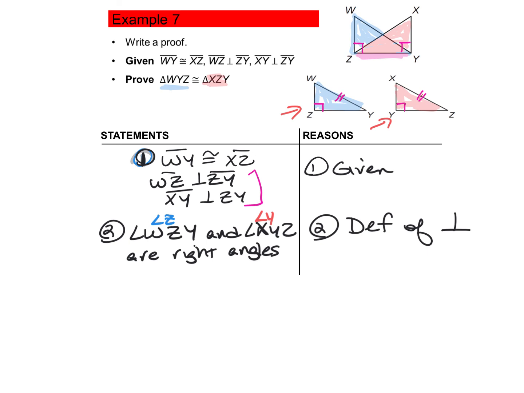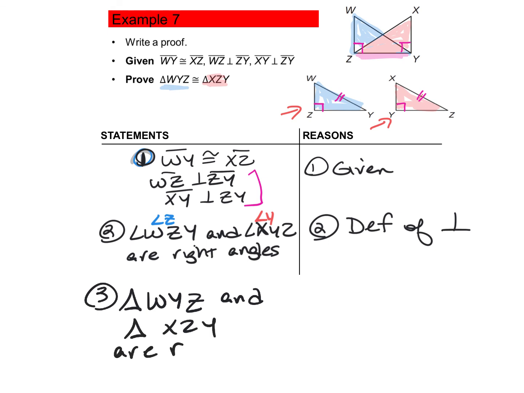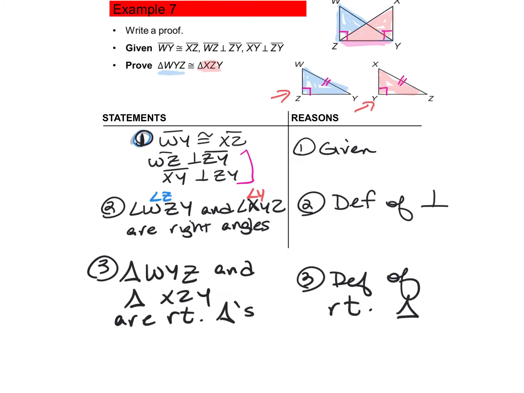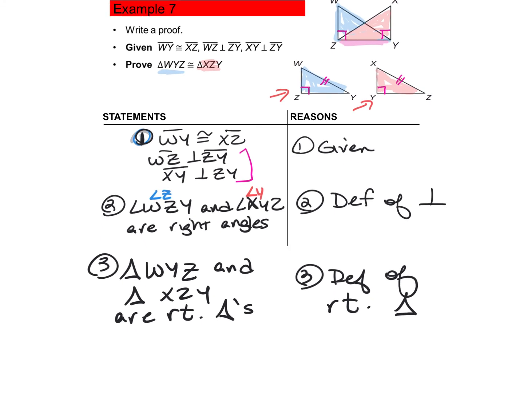Next, I'm going to establish that it's a right triangle. So because it has a right angle, I could say that triangle WYZ and triangle XZY are right triangles. And this is definition of a right triangle. So I've got a right angle. I was given that the hypotenuses are congruent. And now I just need to show that the leg is congruent.